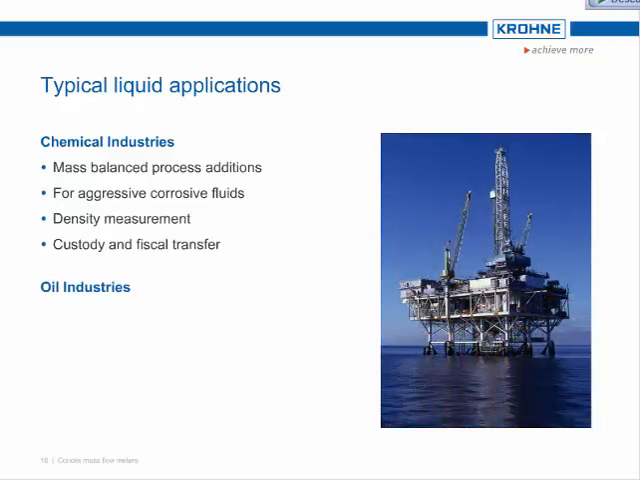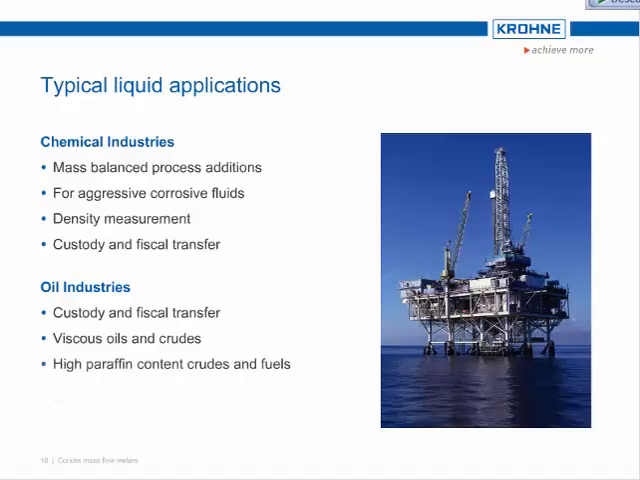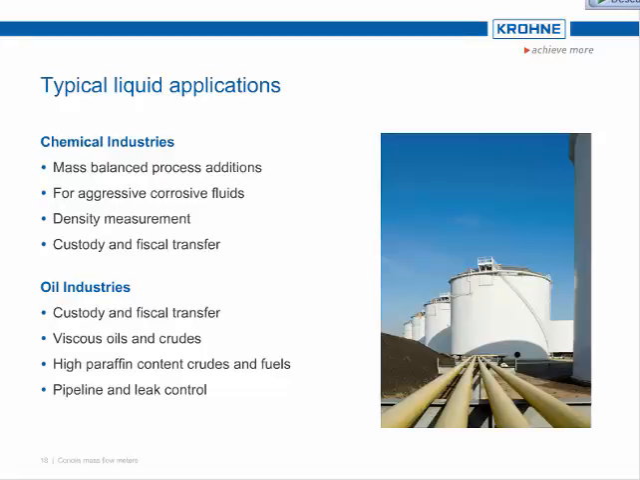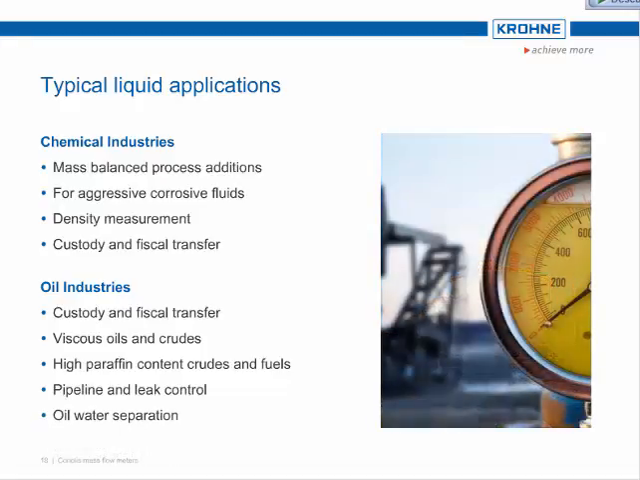A second sector is in the oil industry. For custody and physical transfer applications, in custody transfer skids, and as master meters in place of provers. Coriolis is used for viscous oils and crudes, and high paraffin content crudes and fuels where ultrasonic meters are not suitable. These applications include pipeline and leak control management, oil and water separation, where density is also used for process control.